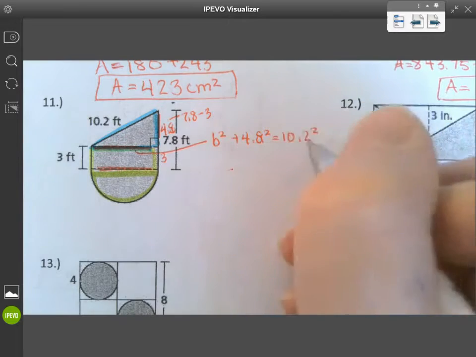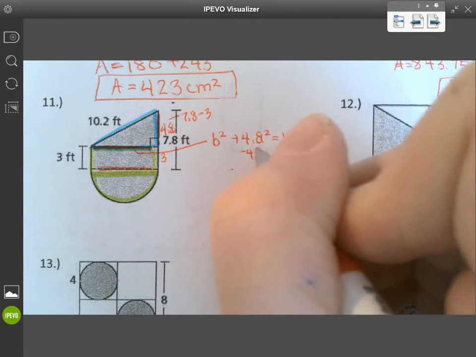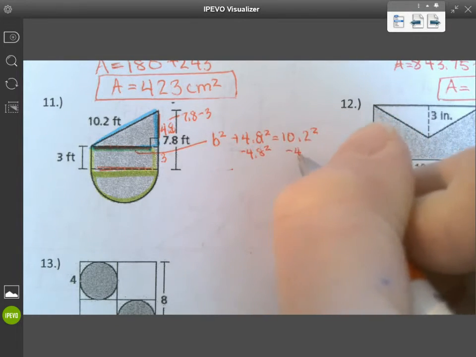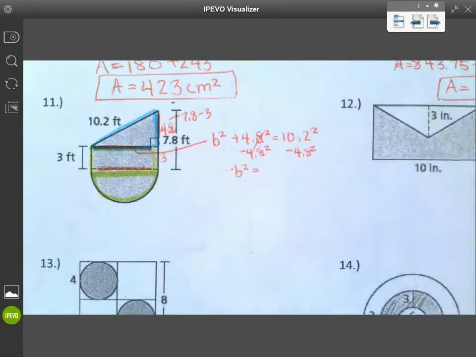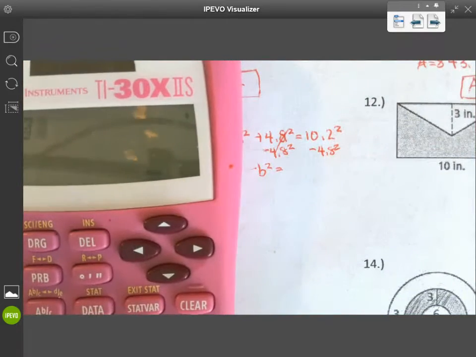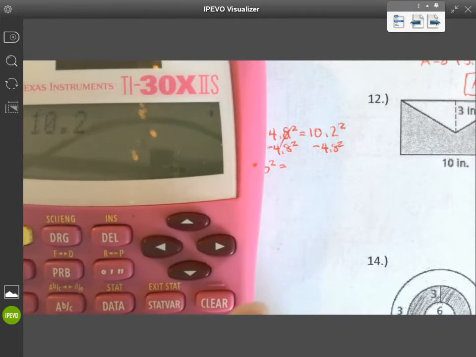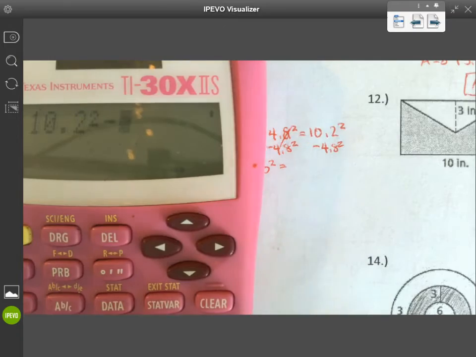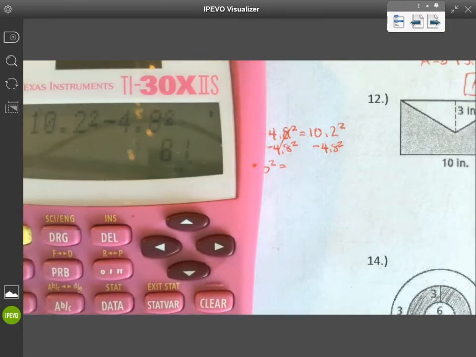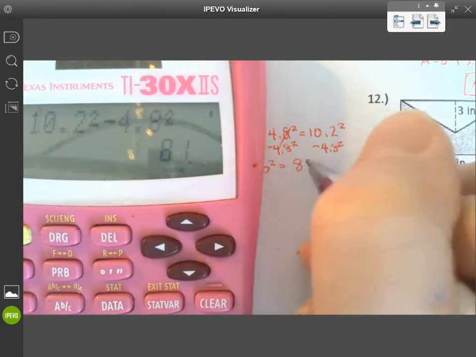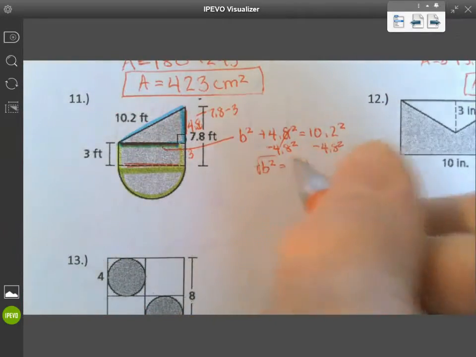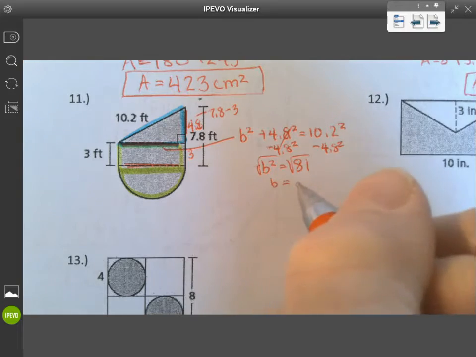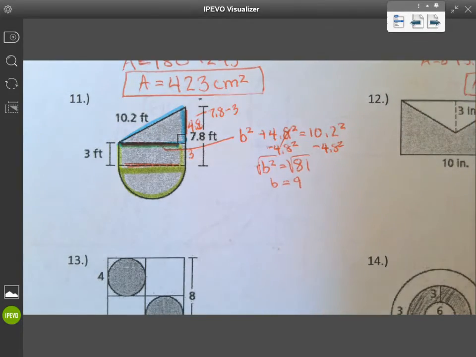So instead of putting these numbers down, I'm just going to go ahead and show that I would be subtracting this. It's going to save us a little bit of writing, but we're still showing it. And I get b squared equals 10.2 squared, make sure you square each piece, minus 4.8 squared. I get 81. That's nice, right? Why is that nice? Because I have to take the square root. And what's the square root of 81? 9. Okay, I just used up way too much room. But there you go. That's 9.